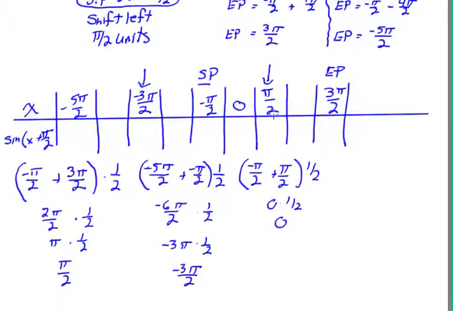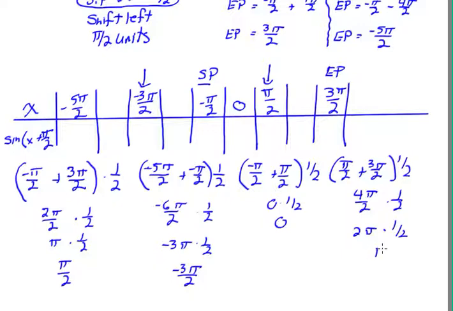Okay, what's halfway between pi over 2 and 3 pi over 2? Let's average those together again. Pi over 2 plus 3 pi over 2 times 1/2. So pi plus 3 pi, that's 4 pi over 2 times 1/2. That's 2 pi times 1/2. So that critical value right there is pi.